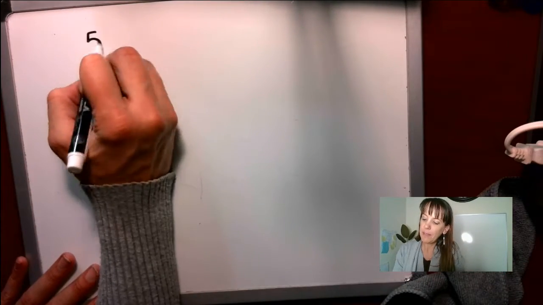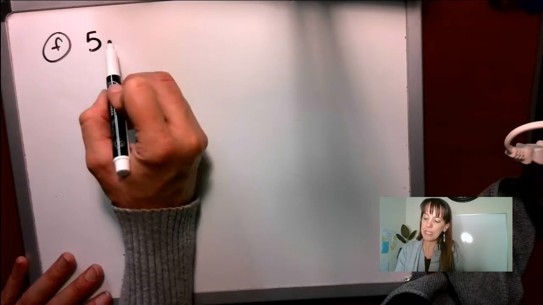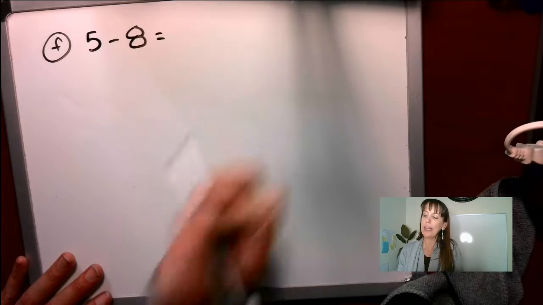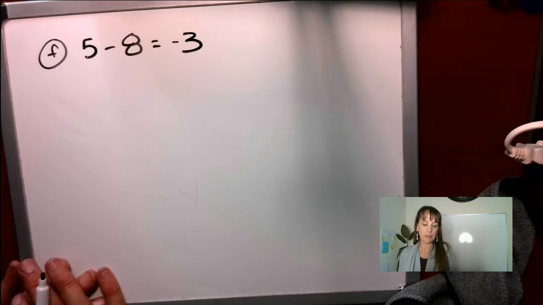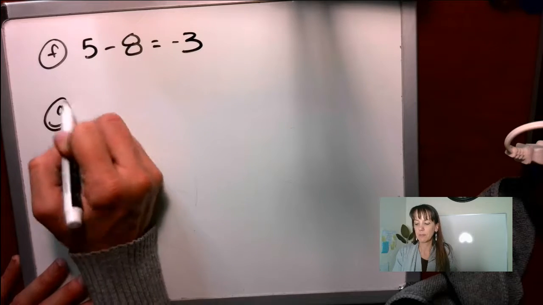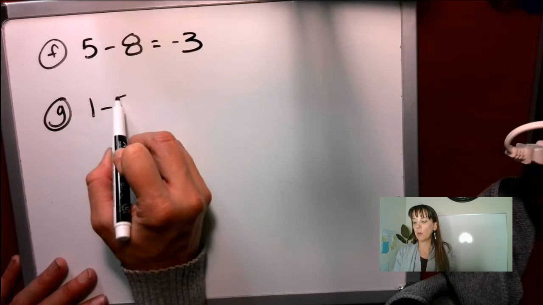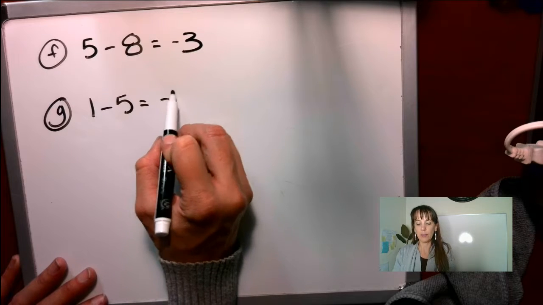So this is F. 5 and we take away 8. We end up with -3. Use the number line if you need to, okay? G. 1 and we take away 5. We end up with -4.